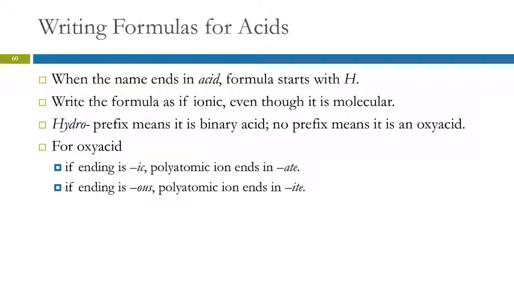So we kind of just did this, but how do you write the formula for an acid? Anytime you see acid in the name, it's an acid. That means the formula is going to start with H. We write the formulas treating it as ions, even though it is a molecular compound, because when you put it in water, it forms ions. If we see the prefix hydro at the beginning, that means it's a binary acid. It's just going to be hydrogen and something else. If there's no prefix, then it's an oxyacid, and we look at the ending: ic changes to ate, ous changes to ite.